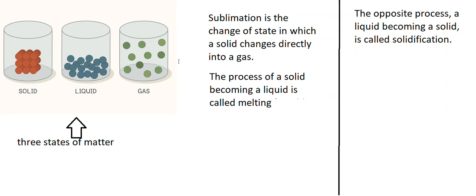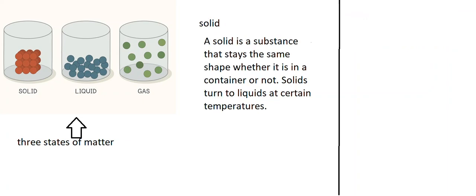So now let's talk about these three separately. A solid is a substance that stays the same shape whether it is in a container or not. Solids turn to liquid at certain temperatures. So ice is water in the solid state.